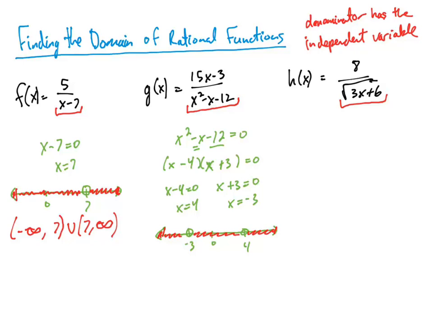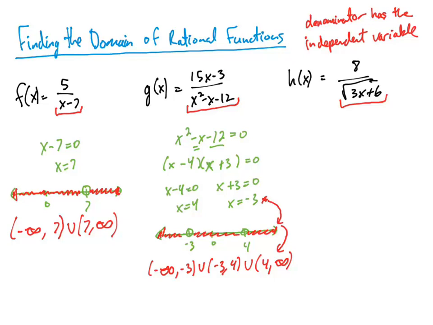Okay, so this domain is going to have three different parts. We're going to say negative infinity to negative 3, union, negative 3 to 4, union, 4 to infinity, and that will be the domain. You don't need to do this on the number line. I'm just drawing the number line because hopefully it helps make a connection between what we get here, and then the number line helps us visualize that, and then writing the interval notation once we have the number line, I think is helpful.